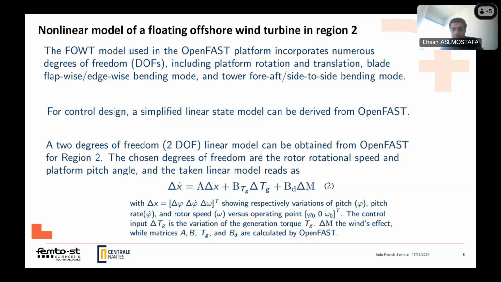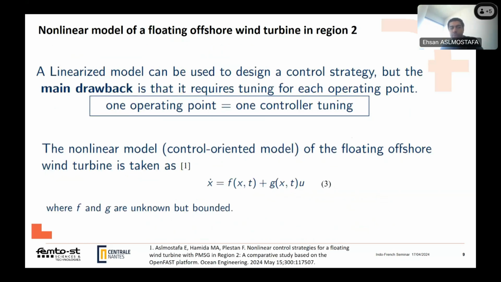However, this model has an issue. The main drawback with this model is that it's a linear model, and in order to control the floating wind turbine, we need to do the tuning for each operating point, which is very time-consuming and it's not our desire. So we take a control-oriented model for the floating wind turbine as equation 3.